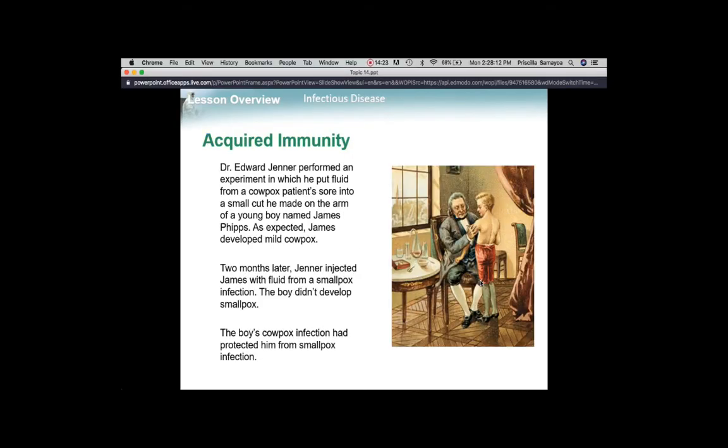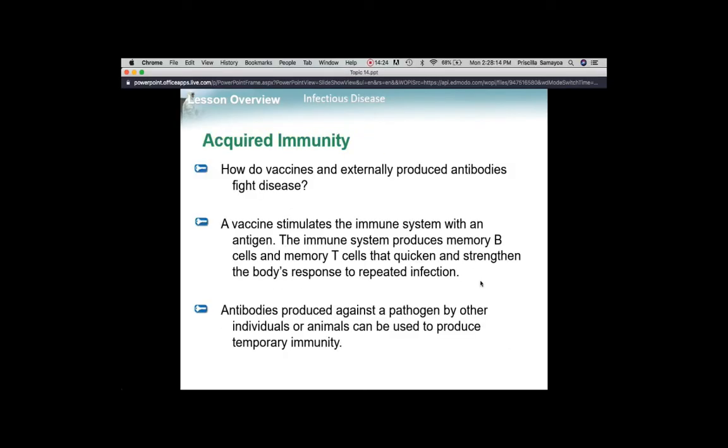Now let's go back to acquired immunity. The reason I skipped it is because there's a little bit more to say specifically with what we're going through right now. So acquired immunity, basically you can simulate the immune responses with the antigens. Your body will end up getting those memory cells and your body will have a quicker response to it should you ever see that pathogen again.